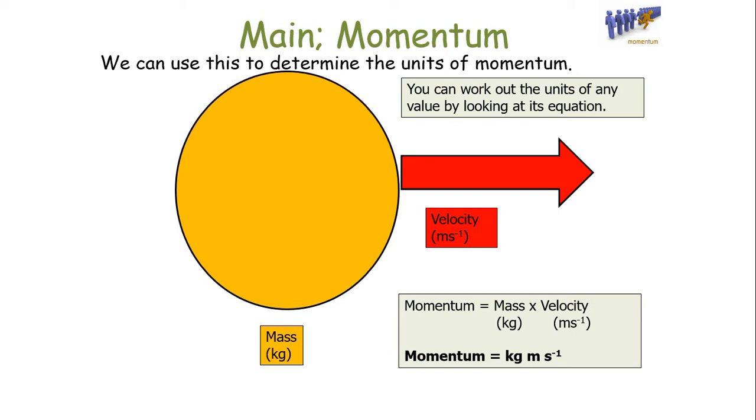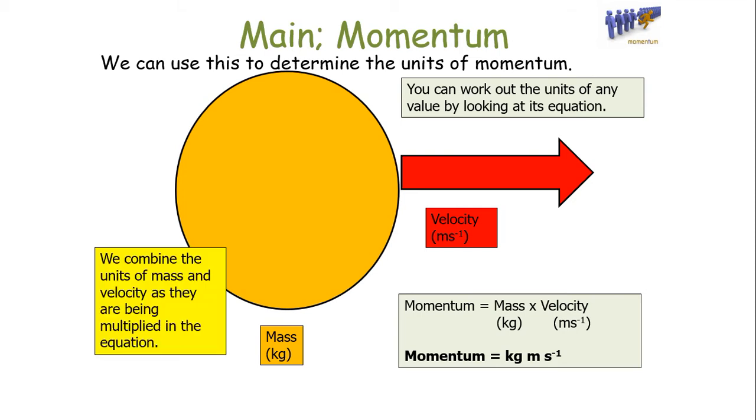Now we can work out the units of momentum by looking at the equation. If we notice we're multiplying mass and velocity with each other, so we have to put the units together. Because mass is in kilograms and velocity is in meters per second, momentum is kilogram meters per second. So we've combined the units of mass and velocity as they're being multiplied in the equation, which we can also express in this format as well legitimately.